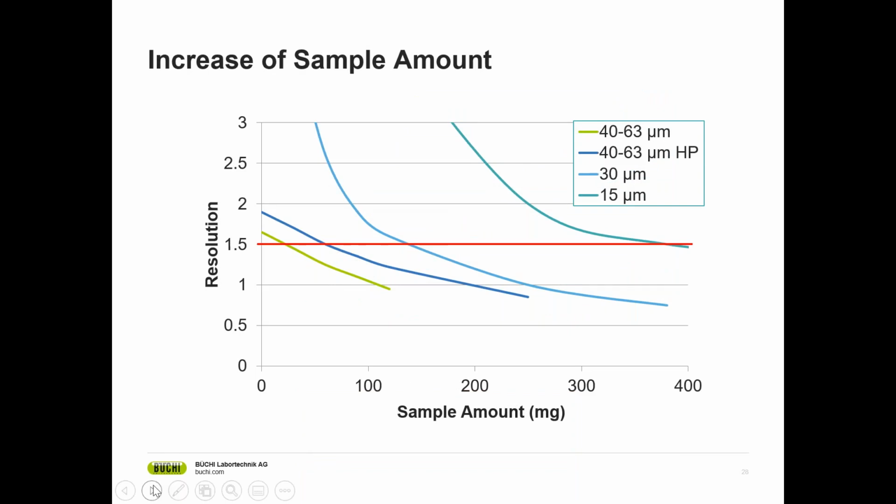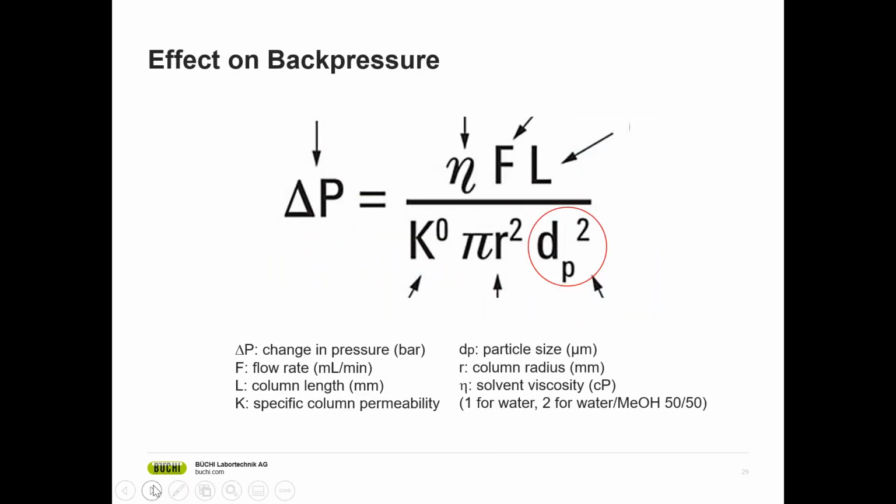In this diagram, you can see the effect of sample loading regarding the resolution. On the one hand, the amount of sample has a negative effect on the resolution. You can imagine this as the stationary phase getting blocked by the sample, and the compounds running through the cartridge get broader. Now, particle size also has an effect. The smaller the particle size, the higher the loading capacity is. This is mostly because the peaks are narrower, making it easier to achieve the target resolution. The downside of smaller particle size is the higher resulting back pressure.